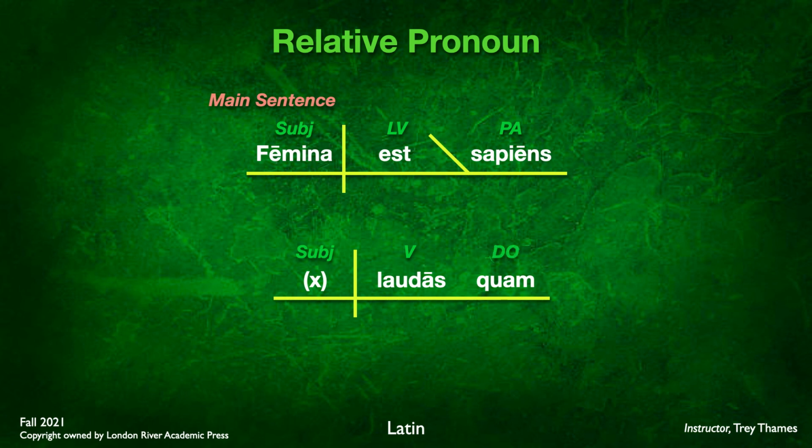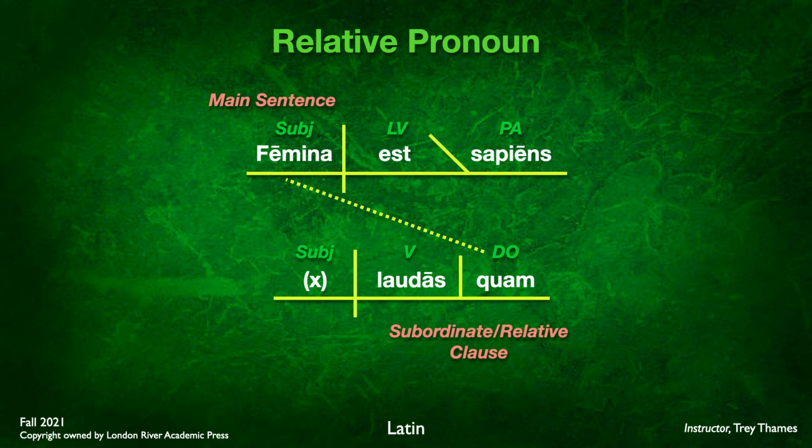That's the main sentence. But then we have the relative clause here, or the subordinate clause. The subject is inferred by the ending of the verb. Laudas, the letter s, of course, is our second person singular present ending. So laudas is the verb. The ending is included, so I just put an X to give you a holding spot for the subject. And then quam is separated from laudas with a vertical line, not bisecting the horizontal line. It's functioning as our direct object.